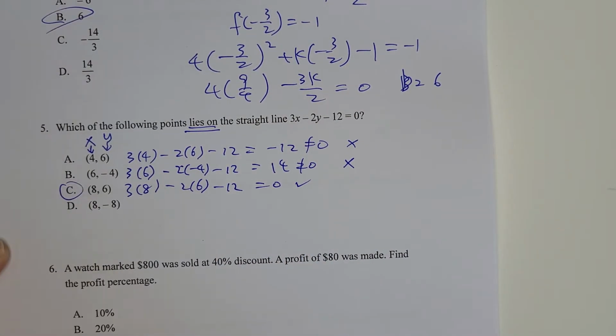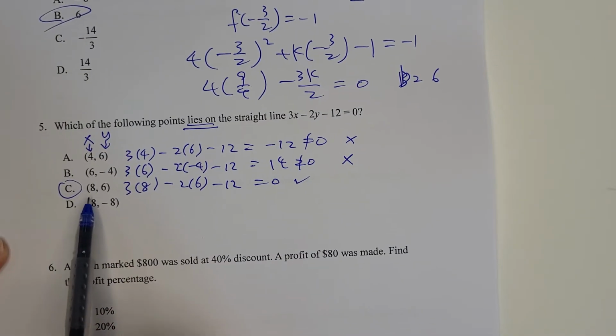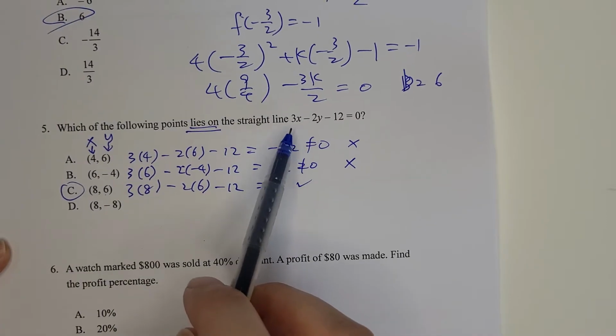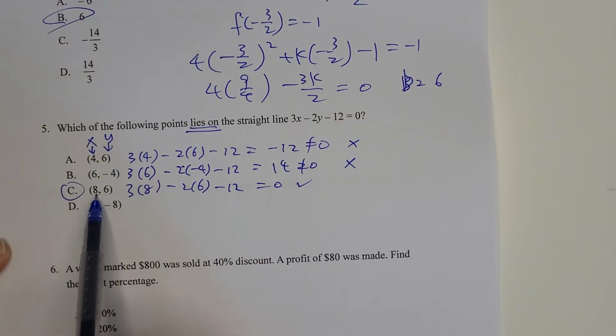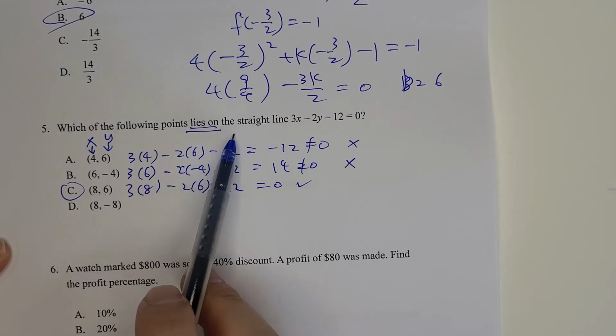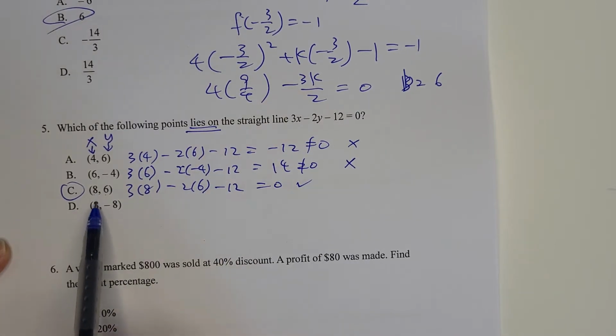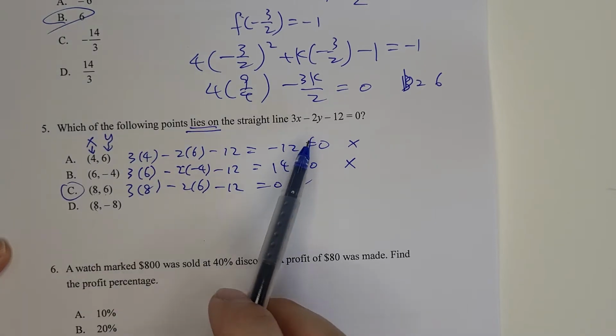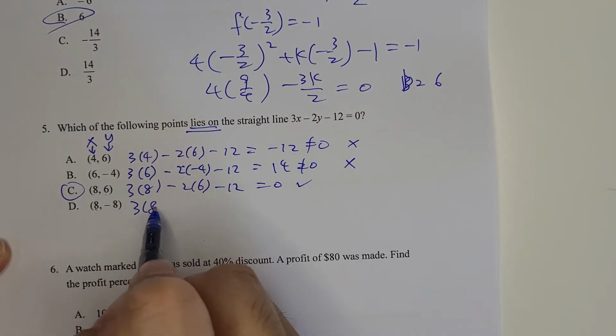But in the MC, remember, you need to check all 4 options. So look at D. But actually, it's quite easy to check because C is the answer, 8, 6. So D must not be the answer. Since it's a straight line, and you found one point on the straight line, another point with the same x-coordinate must not lie on the line. You can check it by yourself.